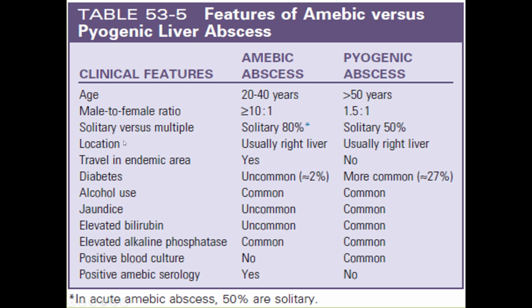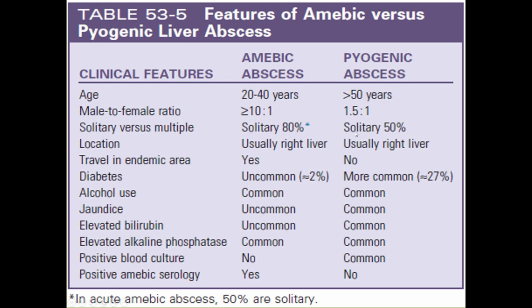Regarding solitary versus multiple, we have discussed earlier our previous concept that amoebic abscess is always single, while pyogenic abscesses are always multiple. No, that's quite wrong. Solitary abscesses are there in 80% of cases, but this is in the chronic. For liver abscess we have defined chronic as more than 2 weeks of disease. While in acute amoebic abscess you will find approximately 50% solitary. That means there are multiple abscesses.